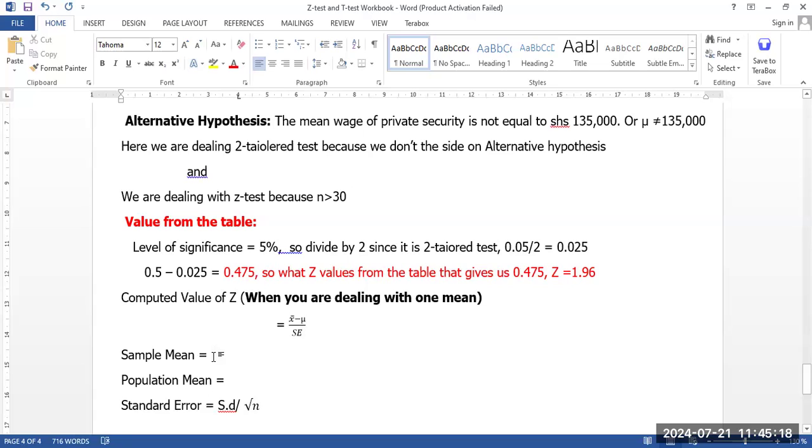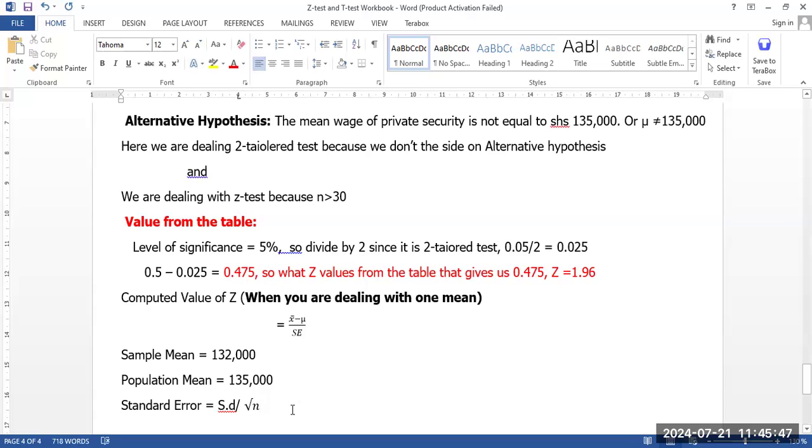So the sample mean is what? 132. Then the population mean? 135.